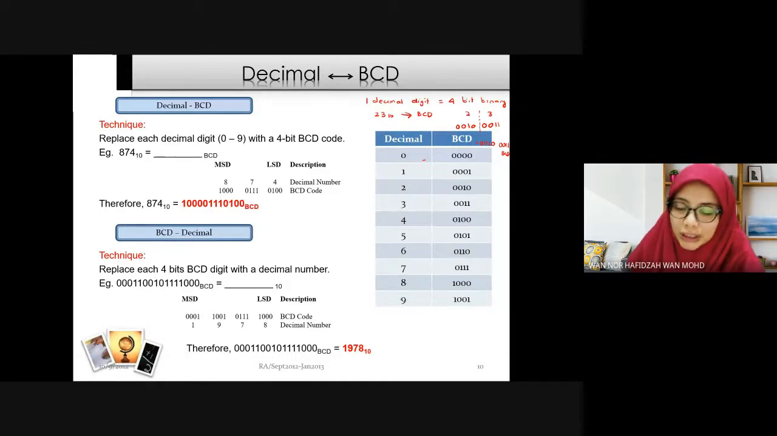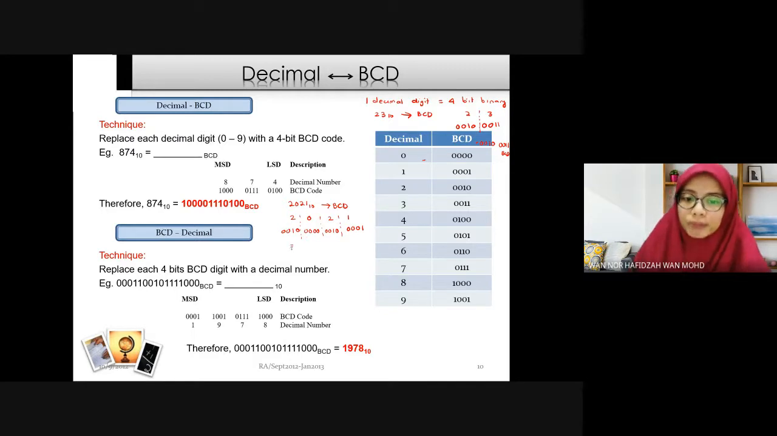For example, say we have 2021, this year, 2021 base 10 into BCD. So we separate each digit, 2, 0, 2, 1, and then we represent each digit in 4-bit binary. So 0010, 0000, 0010, 0001.